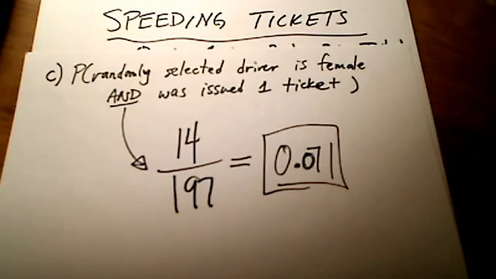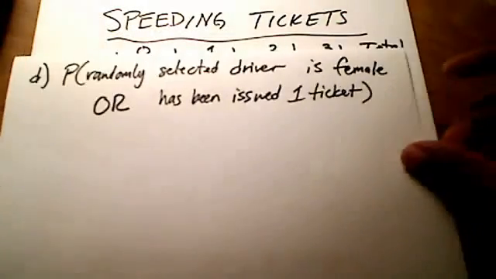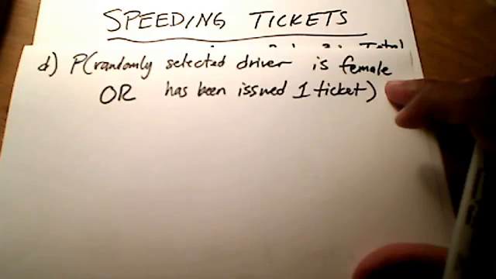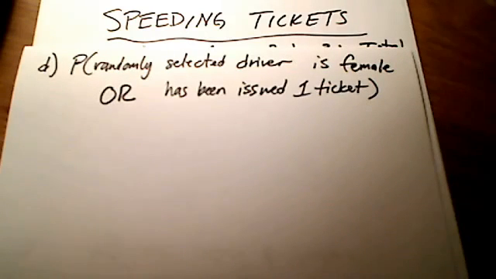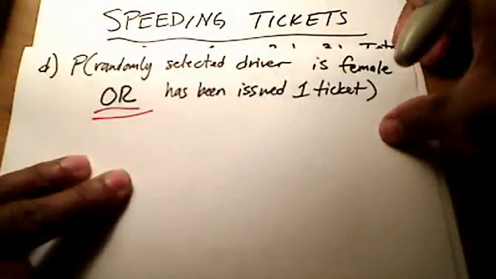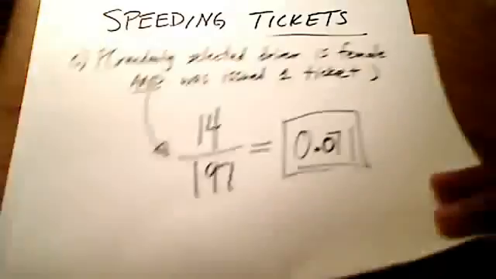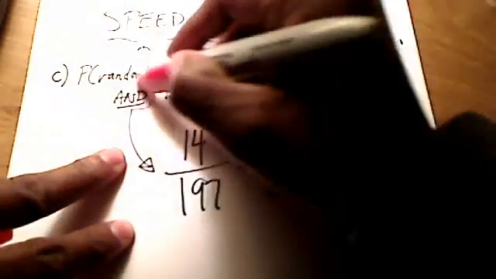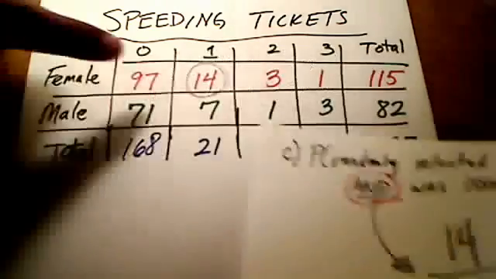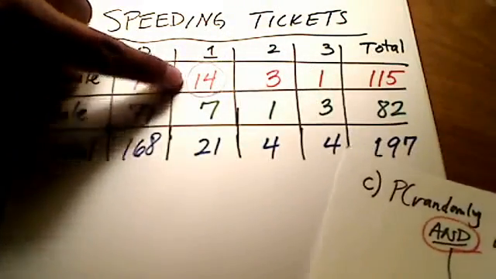Alright, let me show one more example of this. How about randomly selecting a driver who is female or has been issued one ticket? Do you see the difference between this problem and the one that we just did? This time it says a female or one ticket. The last one said a female was selected and was issued one ticket. So that overlap, 14, was the AND.